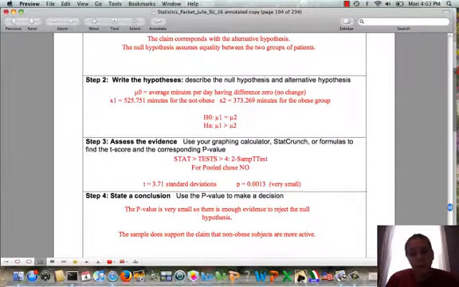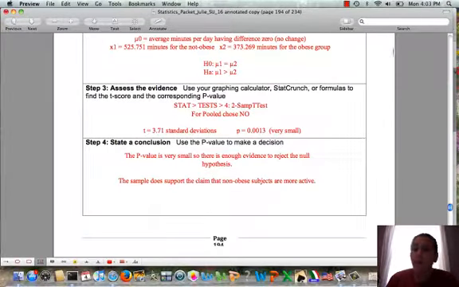So now we want to state our conclusion. So the p-value is very small, so there is enough evidence to reject the null hypothesis. The sample does support the claim that non-obese subjects are more active.